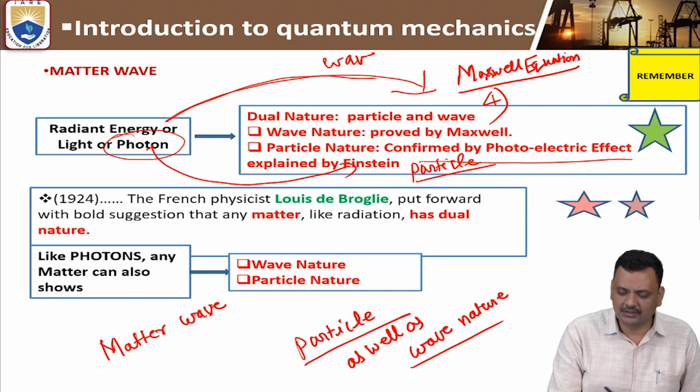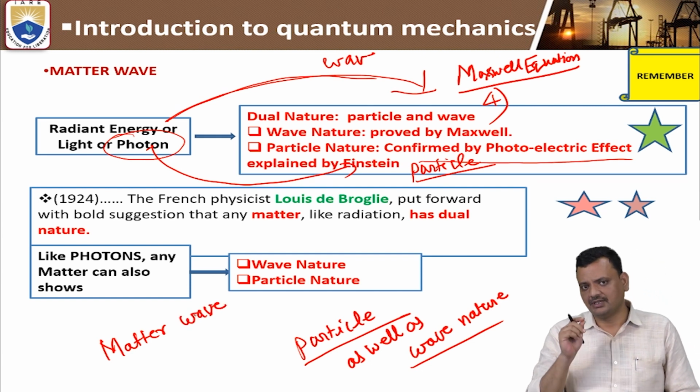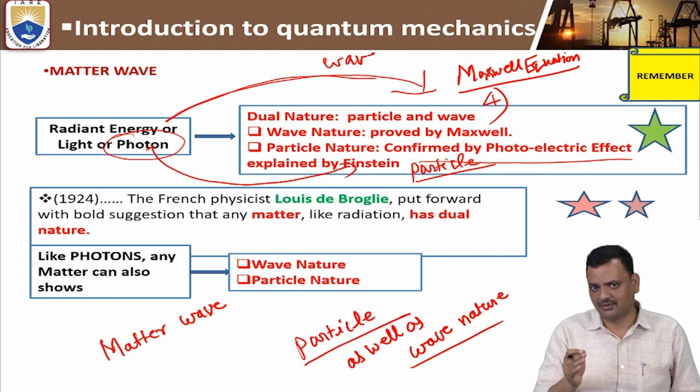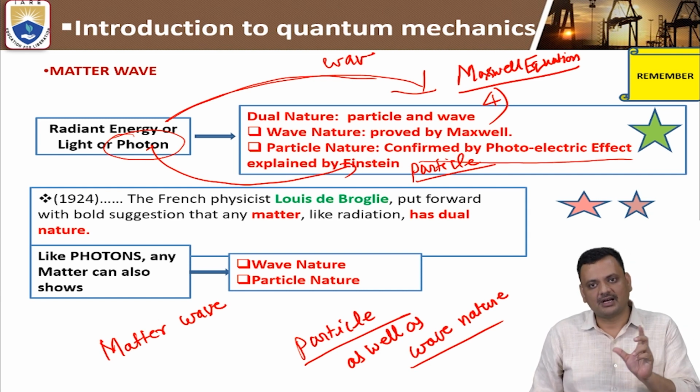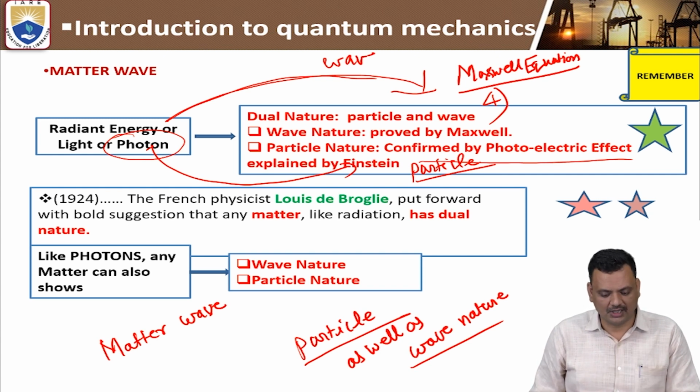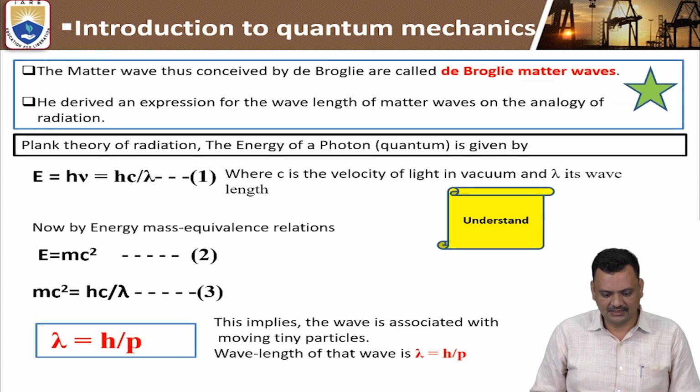So any wave, there must be a wavelength. Okay. For any wave, there must be a wavelength. So also they proposed a formula for the wavelength of matter wave. Who proposed? Louis de Broglie. Okay. So how did he propose that?